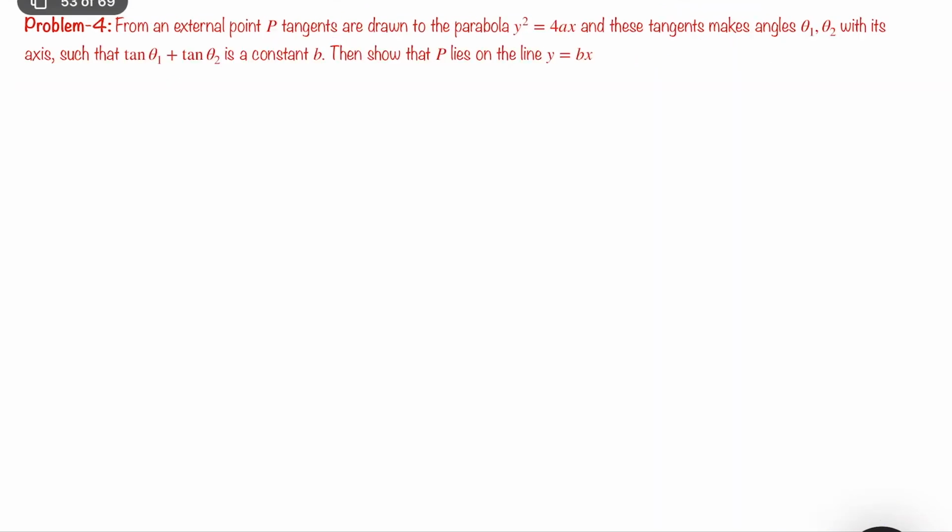Next problem, problem 4. From an external point P, tangents are drawn to the parabola y square equal to 4ax, and these tangents make angles theta 1 and theta 2 with its axis such that tan theta 1 plus tan theta 2 is a constant b. Then show that P lies on the line y equal to bx.